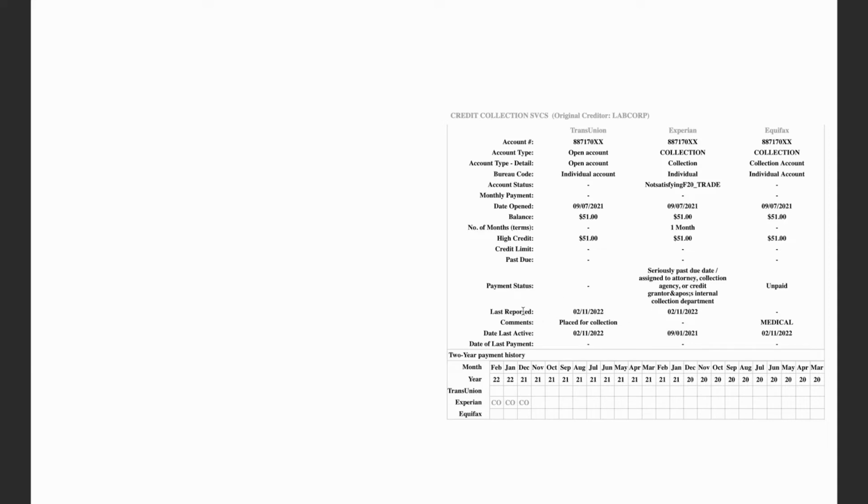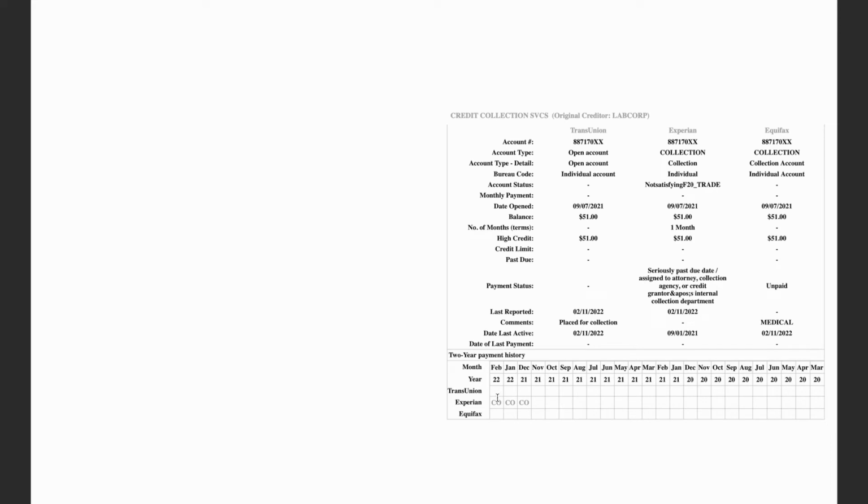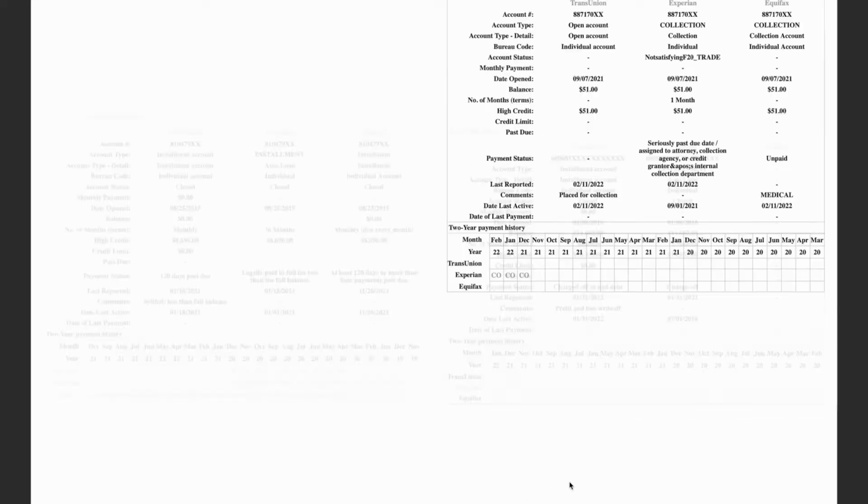All right, so last reported. You see Equifax isn't reporting, it doesn't have a last reported date. And comments, placed for collections. It's blank right here in Experian, and it's medical right here. And the date last active, Experian has a different date than the other two. Then what you also want to do is look at the payment history. With this one, it's shown as a charge off, but we'll look later at one that has actual payment history. As you can see, it says collection, so we already want to dispute it.